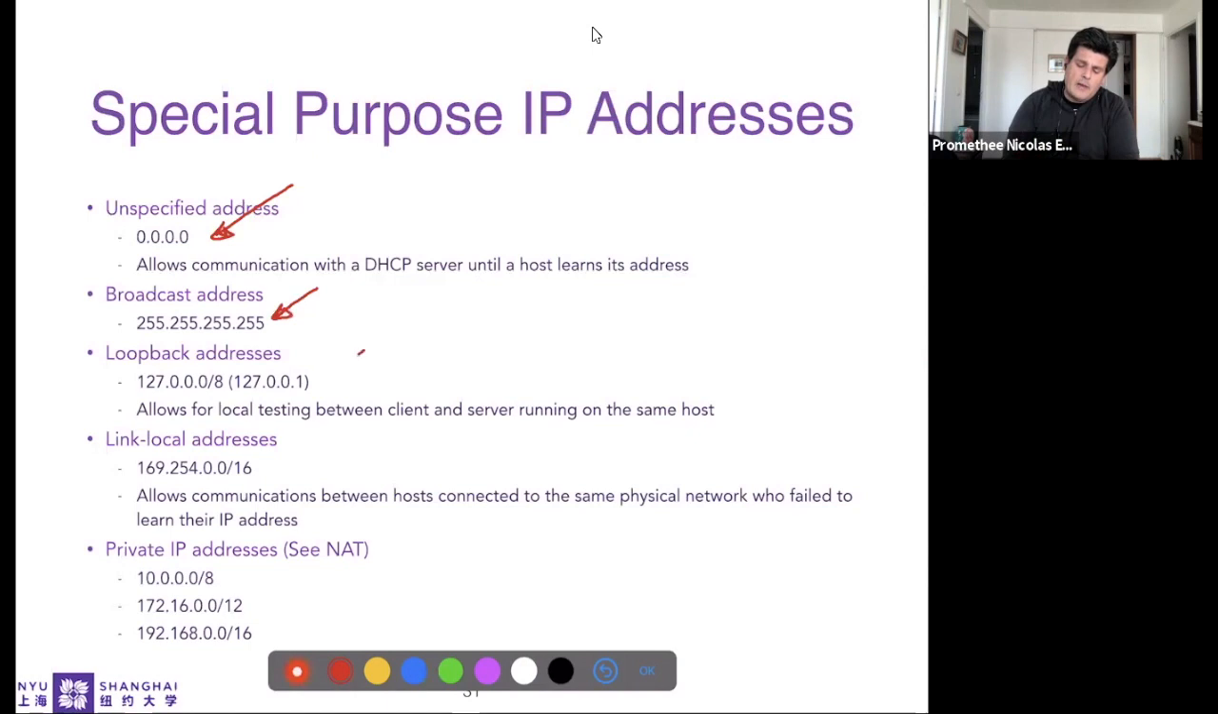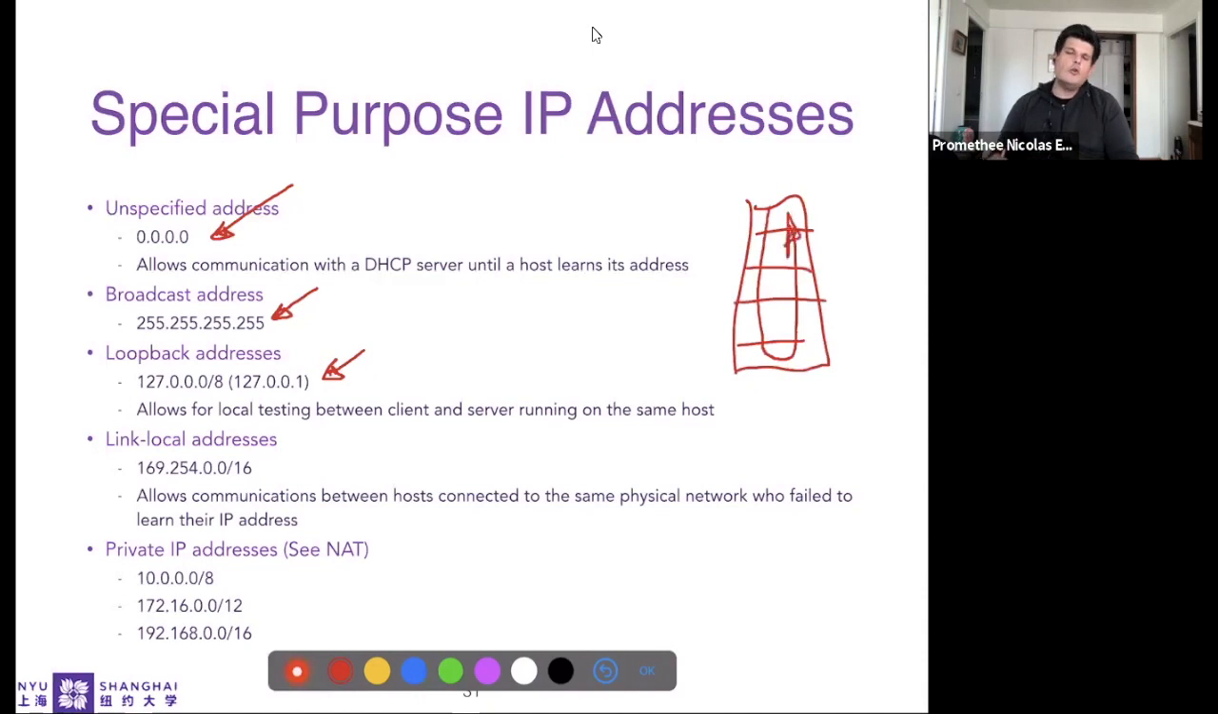Then we have the loopback, and the loopback is very interesting. Whenever you test a program and you use localhost in Python, this is the IP that you're going to use. Basically, you go all the way down your layers and then loop back again. This is just to test traversing the layers without putting traffic on the network, which can be dangerous if you haven't tested your application. So this is a loopback.